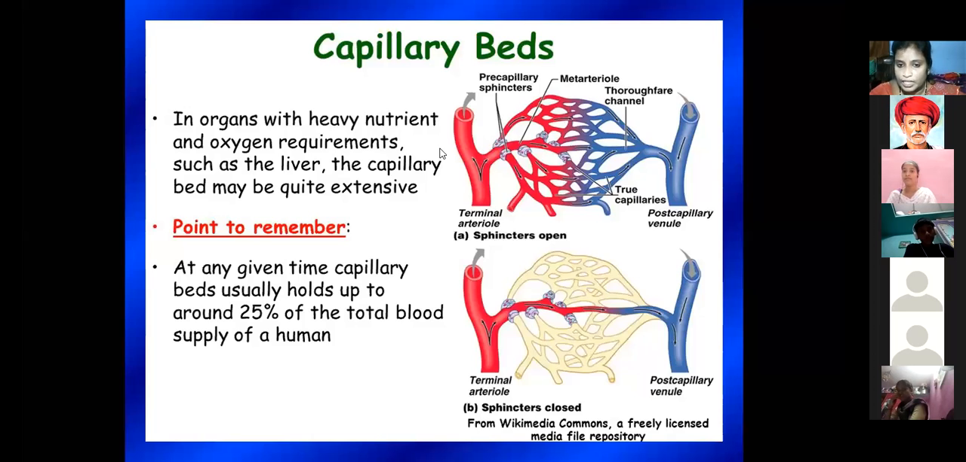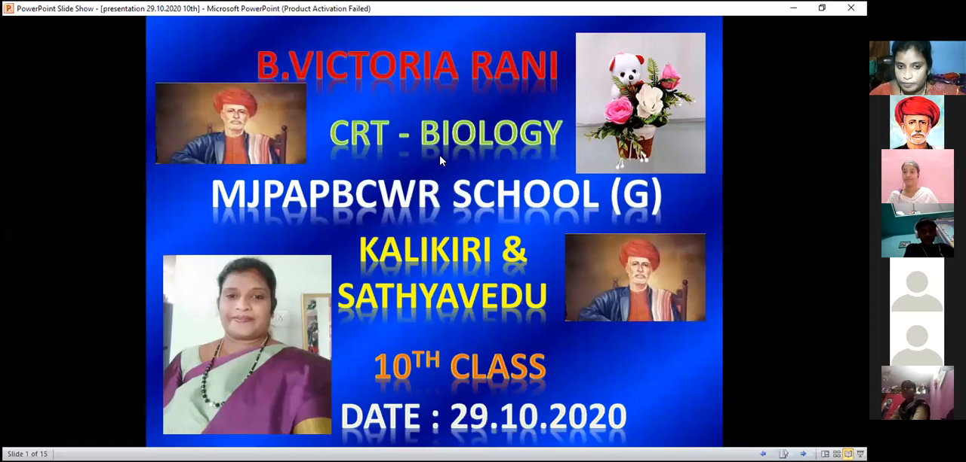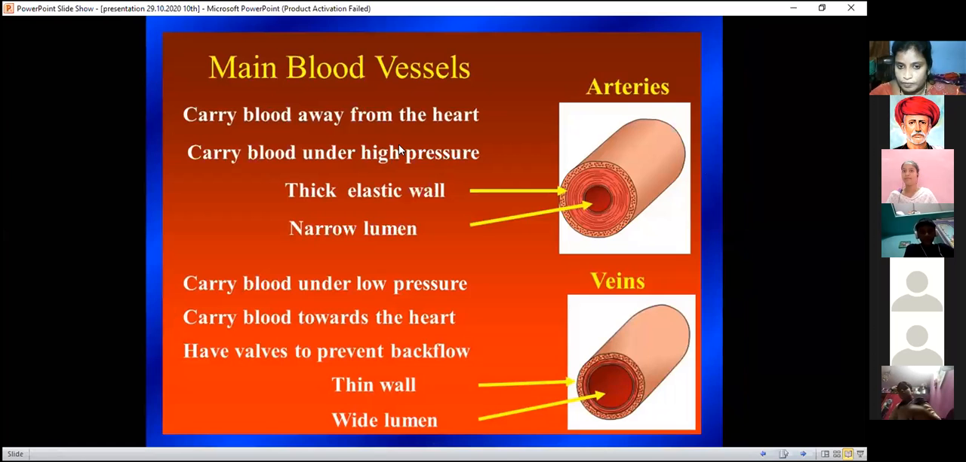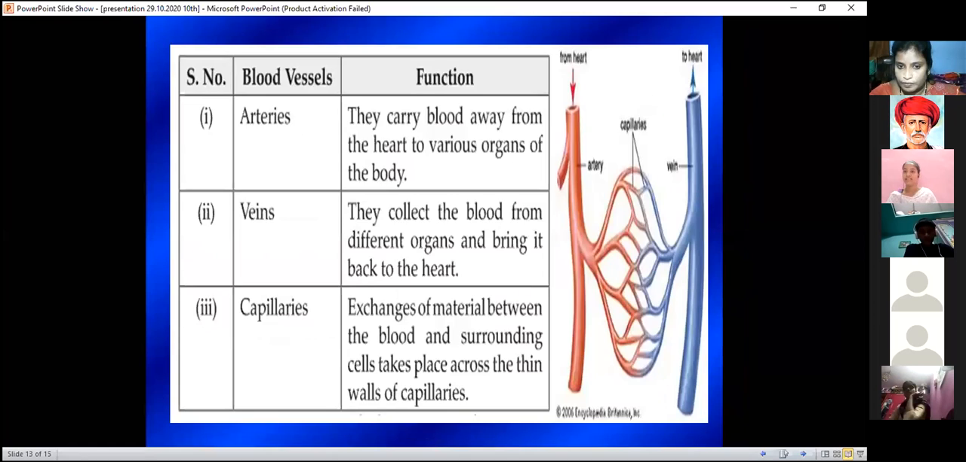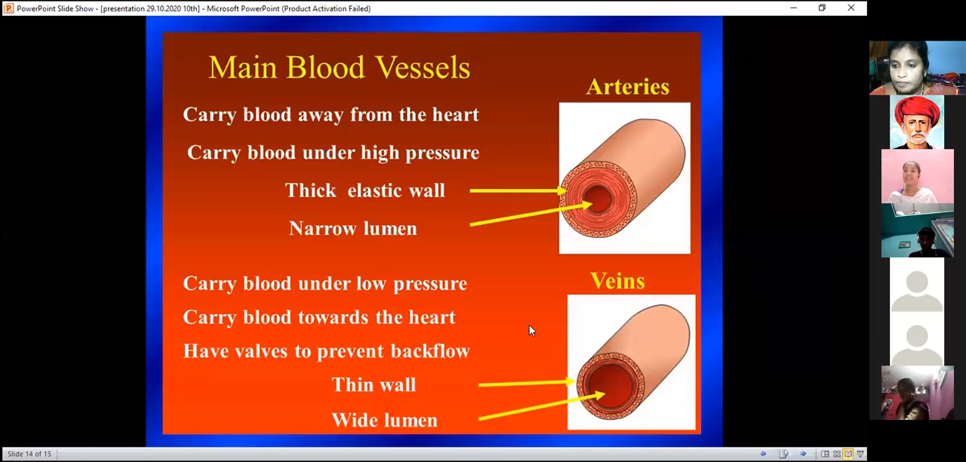Any doubts, ma'am? No, madam. Okay. How many blood vessels are there? Anybody say, ma'am? Three blood vessels, madam. What are they? Arteries, veins, and capillaries, madam. Okay. What is the main function of the arteries? Carry oxygenated blood from the heart, madam. What is the main function of the veins? Collect deoxygenated blood from all organs.